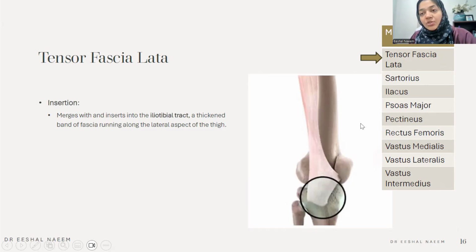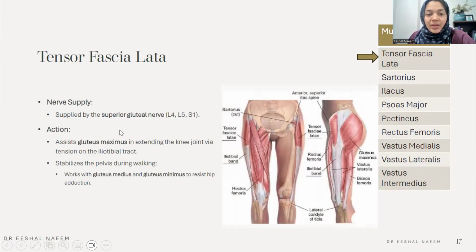We also have a condition called iliotibial tract syndrome. It happens in runners, and this is the area that gets inflamed. The tensor fasciae latae's nerve supply is by the superior gluteal nerve. The superior gluteal nerve basically passes between the gluteus minimus and the gluteus medius, and it goes to the tensor fasciae latae. So basically, the superior gluteal nerve will supply the gluteus medius, minimus, and the tensor fasciae latae.